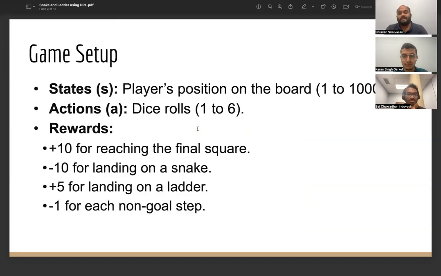We're having a sample space up to 1000 where the action is a die roll from 1 to 6, and the rewards for each roll would be the following. We have plus 10 for reaching the final goal. We have minus 10 for landing on a snake because it takes you back from the current position. And we have plus 5 for landing on the ladder, which moves you closer to the goal. And we have minus 1 for each non-goal step. Non-goal step meaning the step is neither a snake nor a ladder and it's not the final square. Therefore, in order to make the agent learn quickly and move further towards the goal, we are having minus 1 as the reward point.